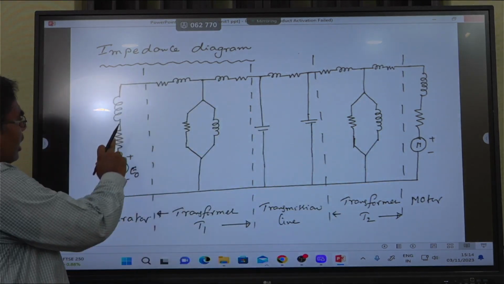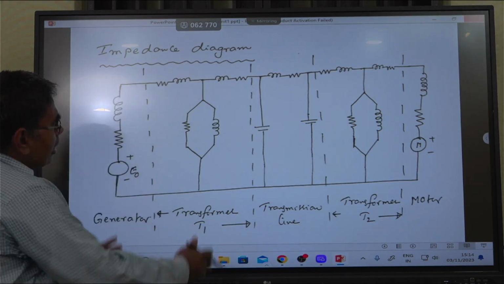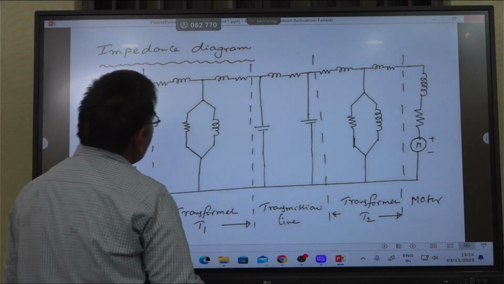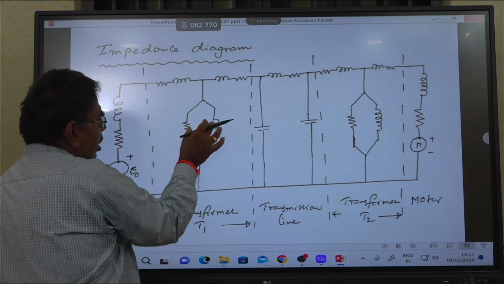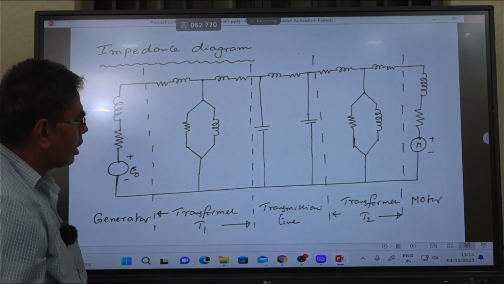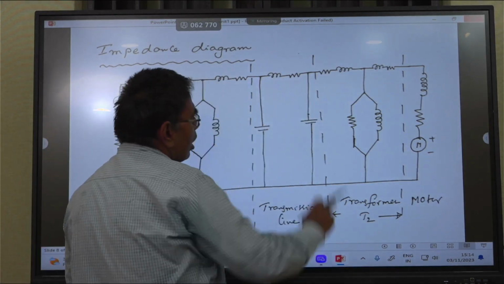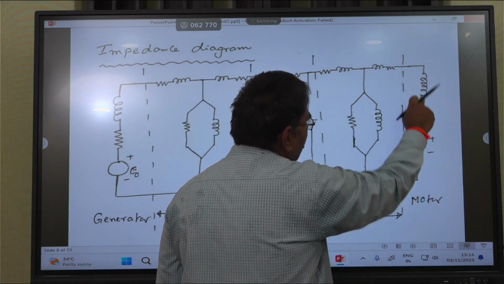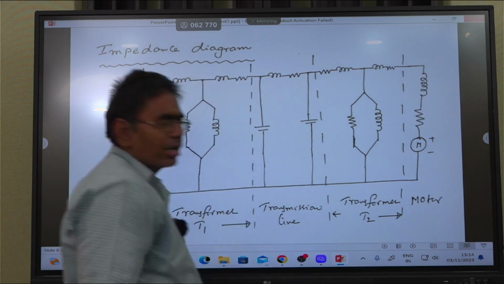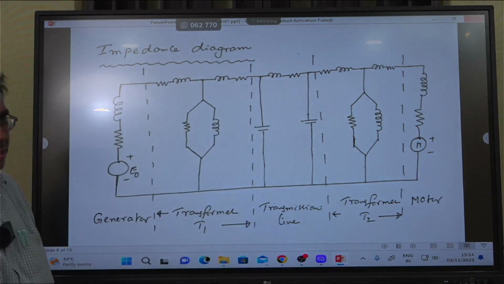First is the generator. The generator is represented as a constant voltage source behind the proper impedance. The next one is the transformer, represented as an equivalent circuit with two series components, R and X, and shunt components R0 and X0. The transmission line is represented by the nominal pi method, and the step down transformer is again its equivalent circuit. Loads are assumed to be motor load, with resistance and inductance connected in series. That is the impedance diagram of the above single line diagram.